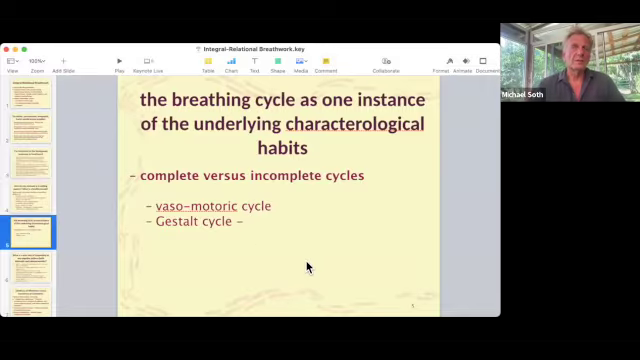So when we talk about the breathing pattern, it's also implicitly understood that the breathing is a cycle, and cycles can be incomplete. There's not one whole, there's several whole systems of understanding cycles in the body. One of them comes from Gestalt therapy, the other comes from biodynamic psychotherapy, where they call it the vasomotoric cycle. Let's give you a little image of how that connects to the breathing.